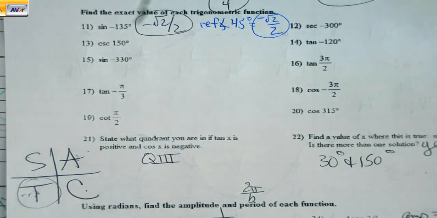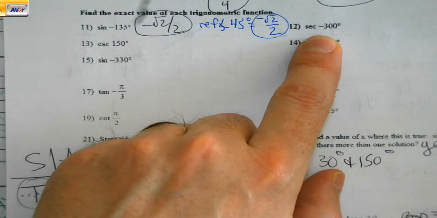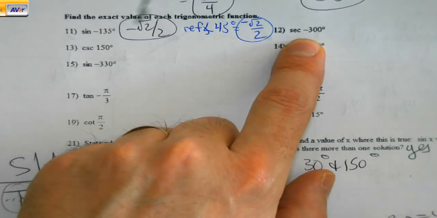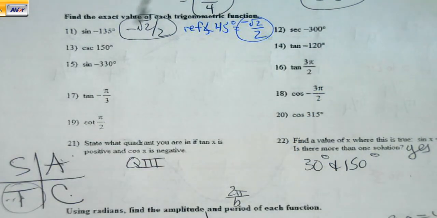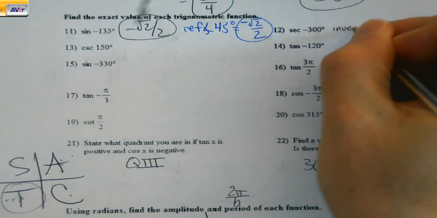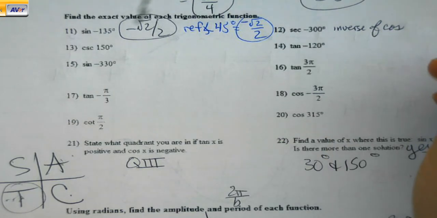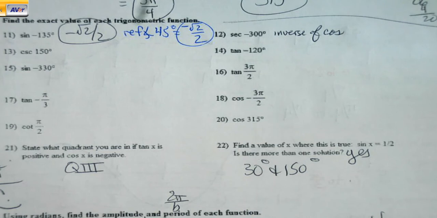Now then the fun starts. Secant of negative 300. Okay, secant. Ooh, secant. What's that the inverse of? Cosine. So this is the inverse of cosine. So, what does that mean to us? Well, it depends on how we tackle it.